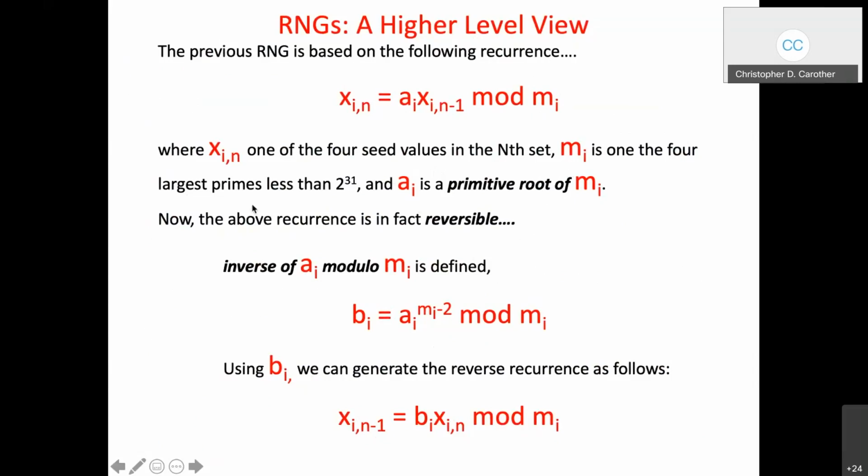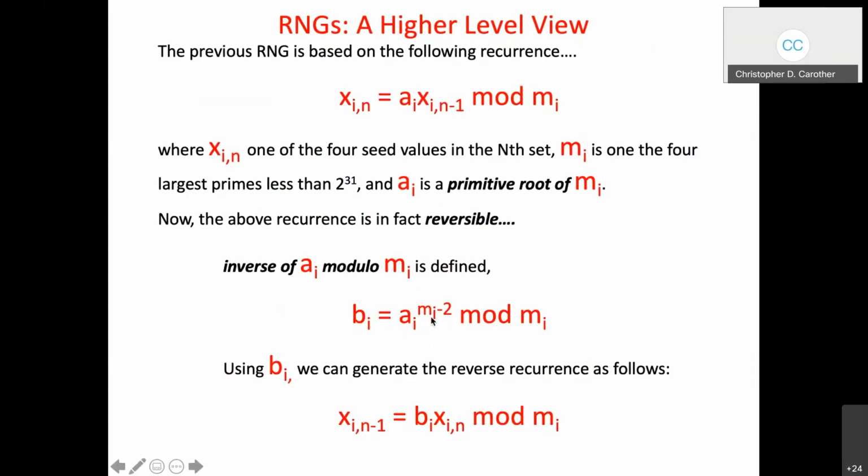Again, some cool number theory math says that we can define what's called the inverse of a sub i modulo m sub i. This b value, all that it does literally is run the generator back one step. So instead of circulating the period of the random number generator in a forward arc, we're simulating it in the reverse arc. It does get a little interesting in the math because we're taking the primitive root, a sub i, to the power of m sub i minus 2. Again, there's some cool number theory there that will allow you to do that calculation pretty quickly without blowing through 32 or 64 bits of representation.